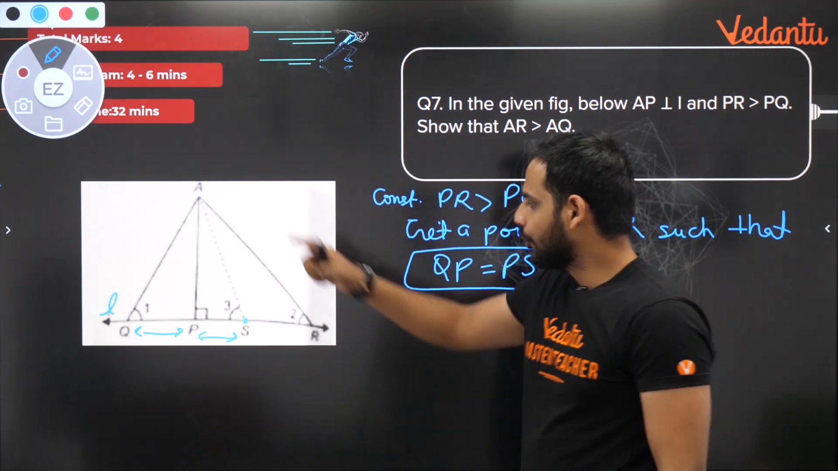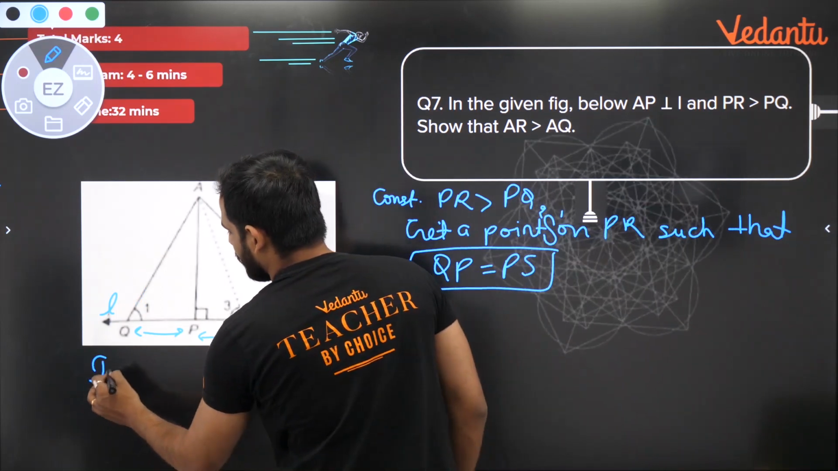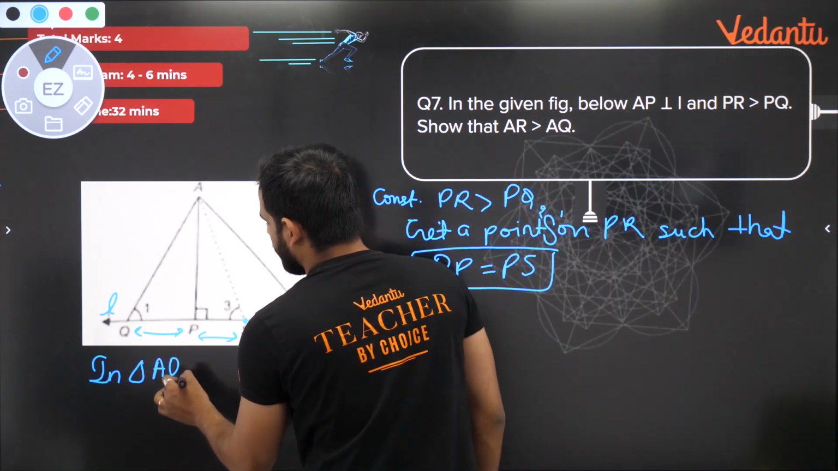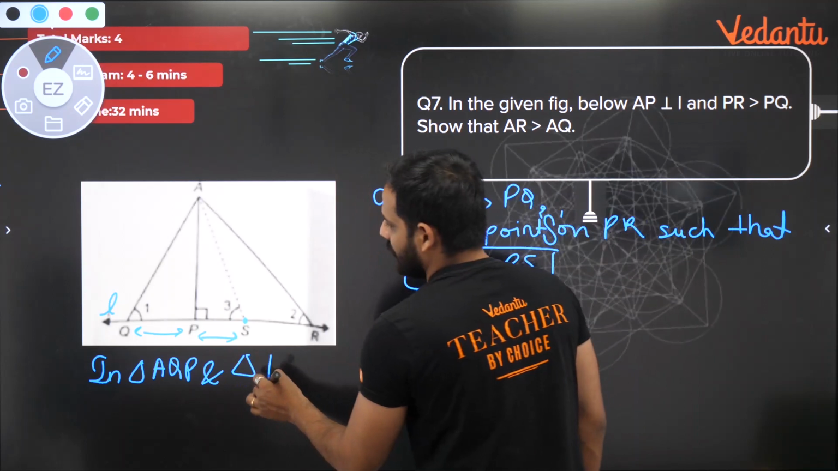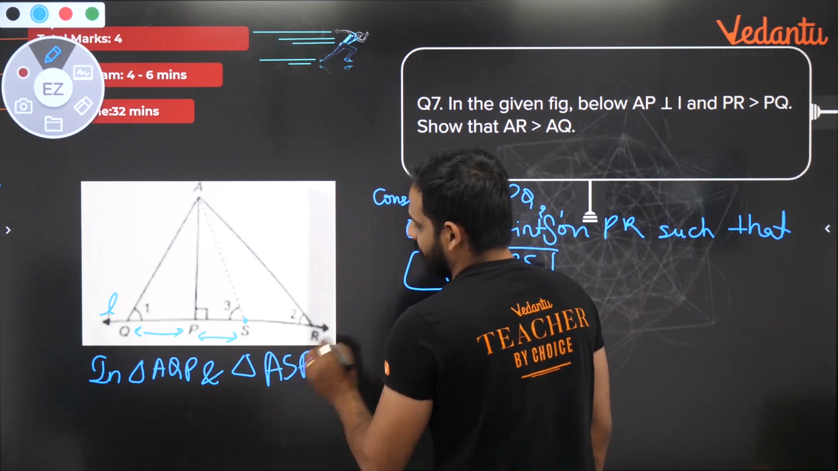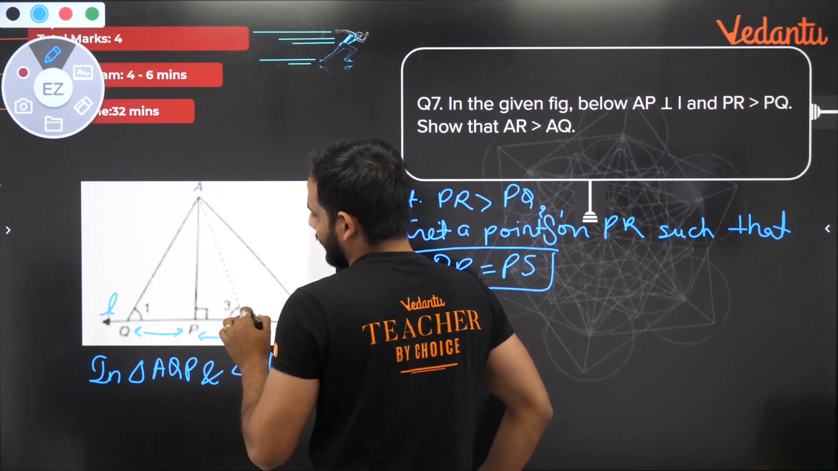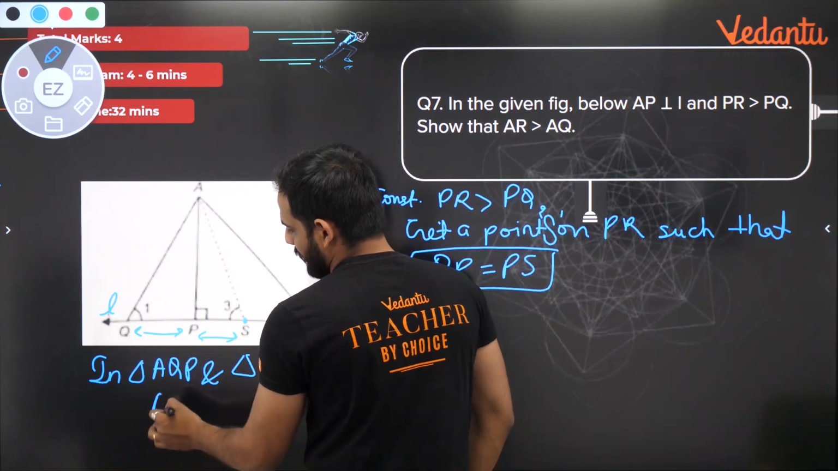Correct? Now look at the triangles. In triangle AQP and triangle ASP, first thing, I can say that AP is equal to AP, common side.